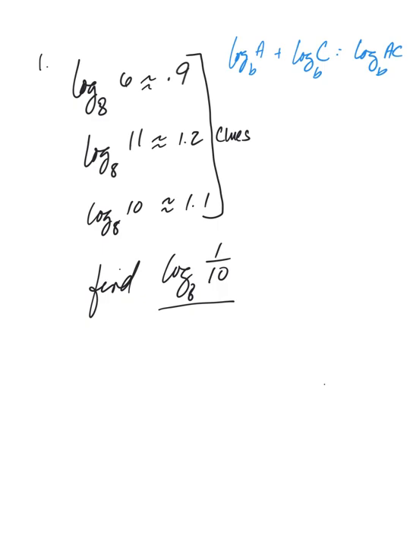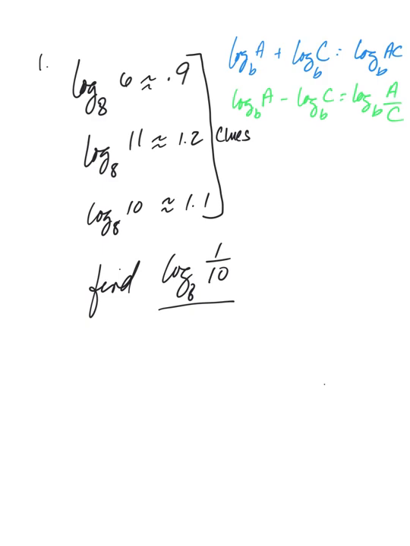And the other one is log base b of a minus log base b of c equals log base b of a over c. Those are the two rules we're using, okay? So you're going to use these clues to figure out a way to find the log base 8 of 1 over 10. And this one's very easy.